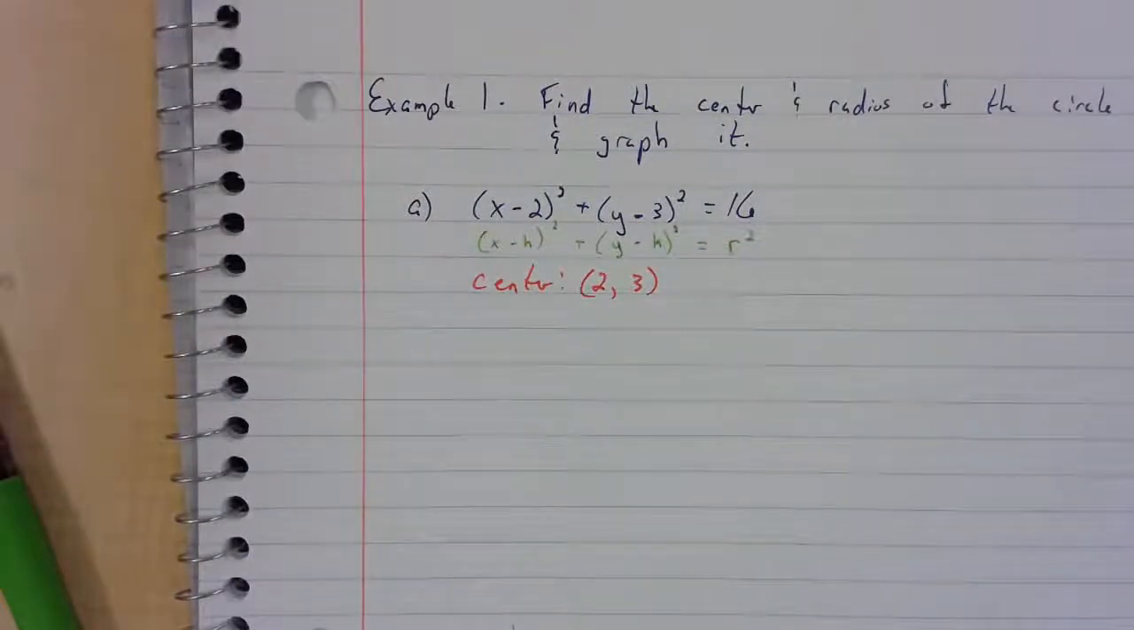Wait, can you do that again? Because I'm still writing. Why would it not be negative? Well, what does the equation say? It says x minus h. So what number is being subtracted from x? Positive 2. It would be negative if it was like x plus 2 in the parentheses. There's lots of different ways to think about this.